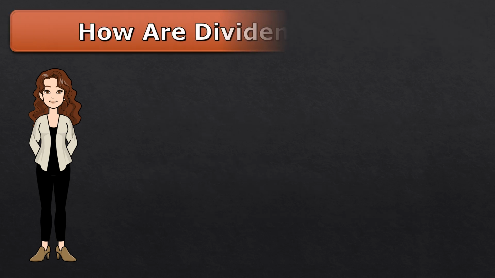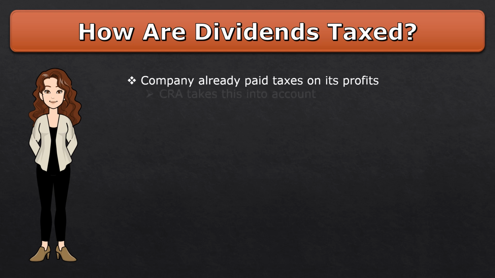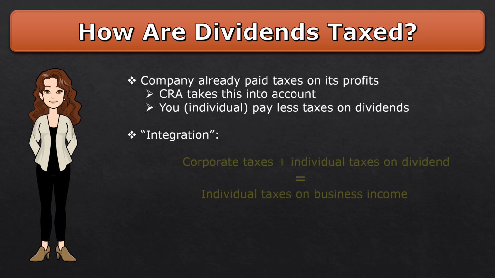So how exactly are dividends taxed in Canada? Well, since the company already paid taxes on its profits before paying out dividends, the CRA takes this into account. This means that you, as an individual, pay less taxes on dividends than on other types of income like your salary. This is due to the concept of integration. Without getting too technical, it means that the total taxes paid should be the same, regardless if the income was earned through a corporation or by the individual directly.